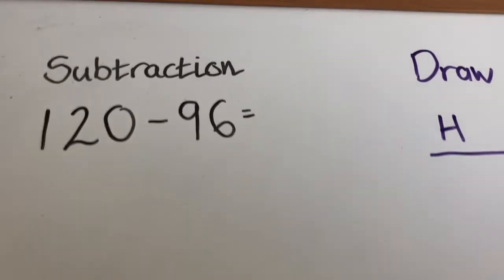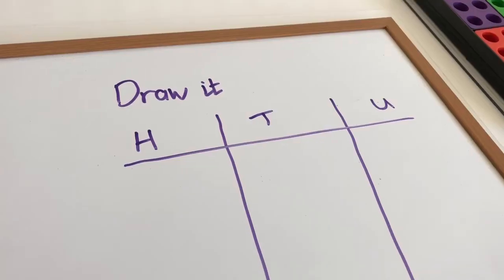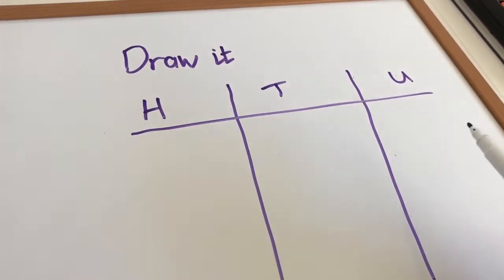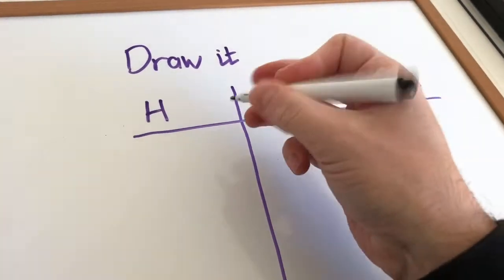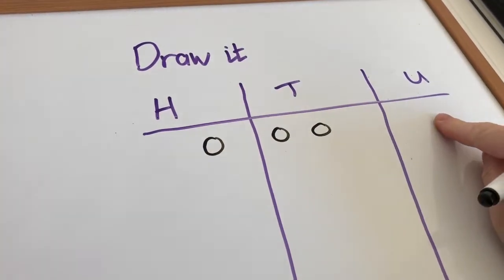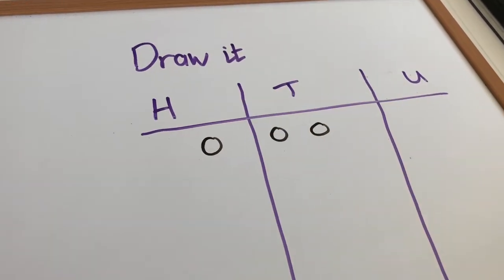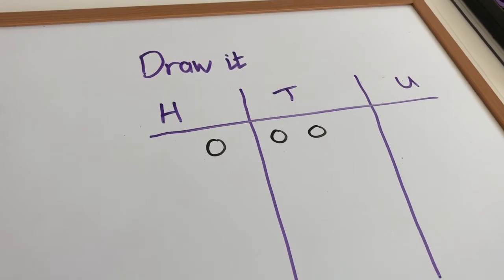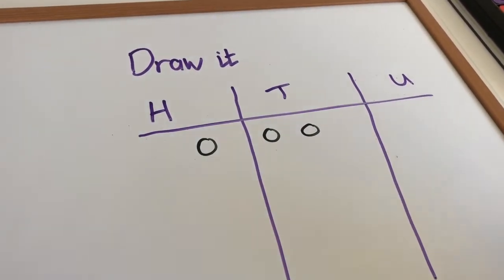So I've got 120, take away 96, and I've got my place value drawn here. So what I need to do is draw the biggest value in here, only the biggest value. So I've got 120. I draw nothing in here because I have nothing to put in here. Next, we're going to try and take away 96. So we're going to start in the units place.